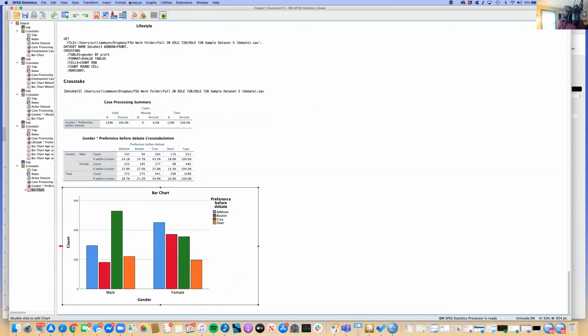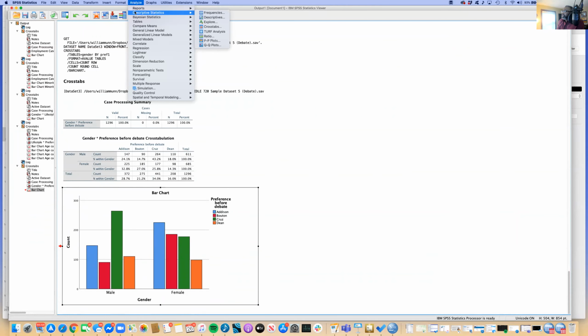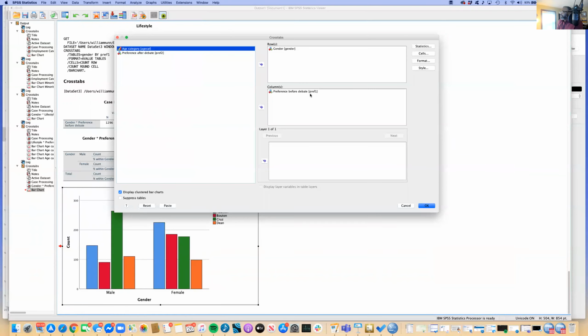So let's go back up here, and we're just going to change one variable. We're going to go back to Analyze, Descriptive Statistics, Crosstabs, and we're just going to swap out preference before debate with preference after debate.